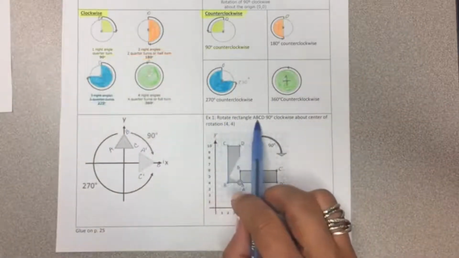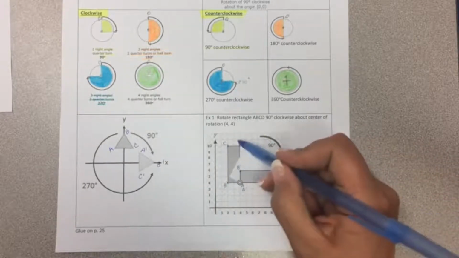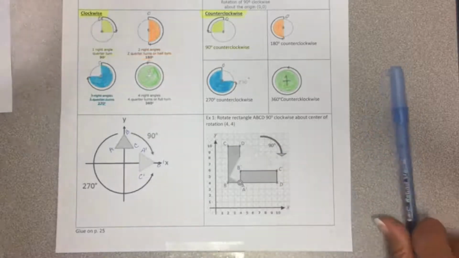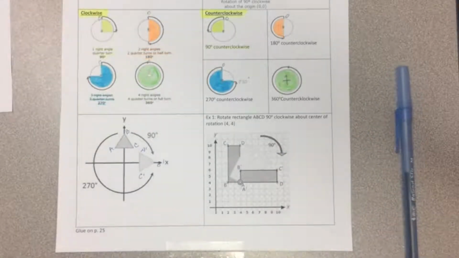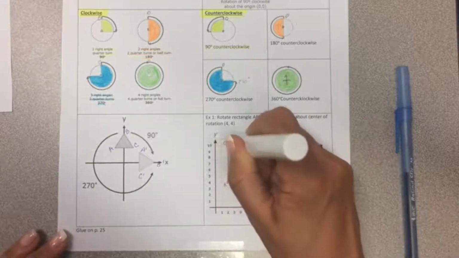What if I have to rotate a rectangle? Let's say here we have A, B, C, D, 90 degrees clockwise, about center of rotation (4, 4). So that was my pre-image right here.